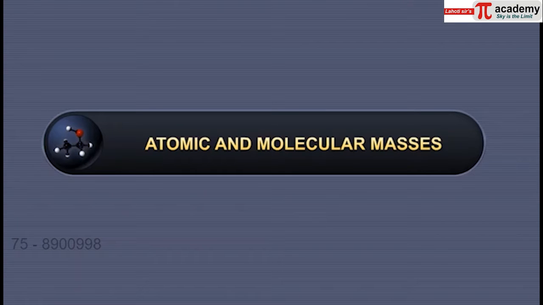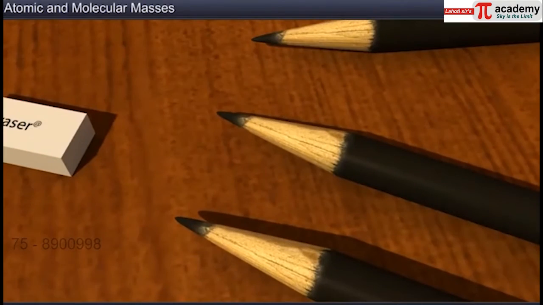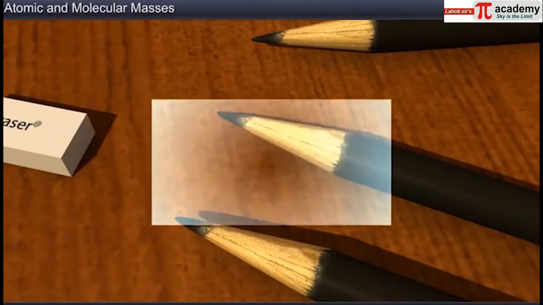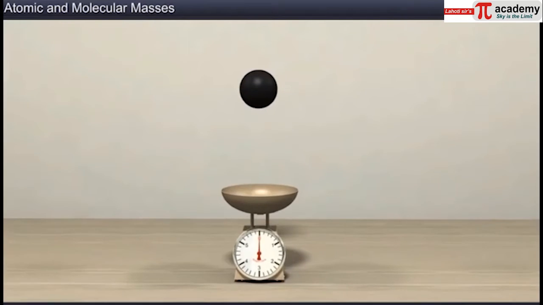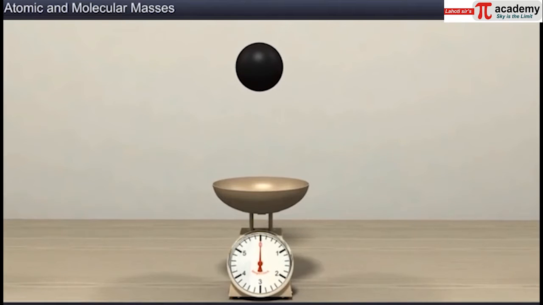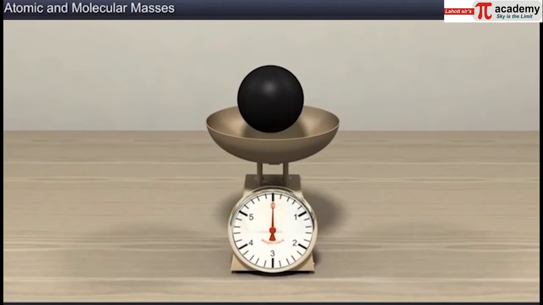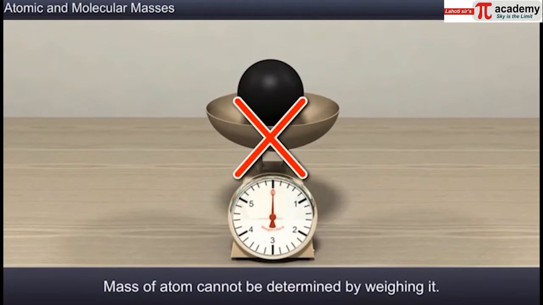In this module, you will learn about atomic and molecular mass. On discovering that matter is made up of atoms, scientists' attention was shifted towards identifying the mass of atoms. Since atoms were small particles and could not be separated, scientists were not able to determine the actual mass of an atom by weighing it.